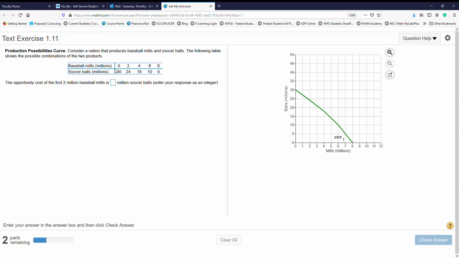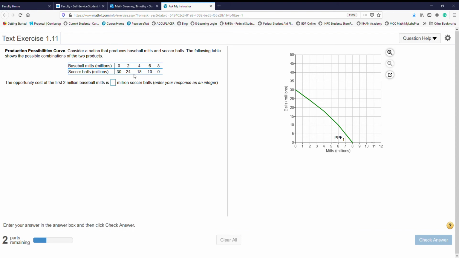So if they produce 30 soccer balls, they produce zero mitts, right? Or another way you can look at it is they can produce 30 million soccer balls, or they can produce 8 million baseball mitts, or some combination in between. So all the resources that they use to produce these things, they have to share, right? If they're using all of their resources for soccer balls, then they'll produce 30 million soccer balls, and they won't have any resources left over for mitts. And if they use all their resources for mitts, then they won't have any resources left over for soccer balls.